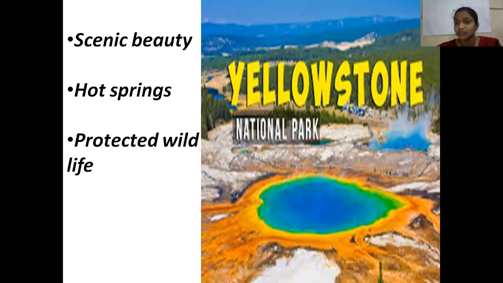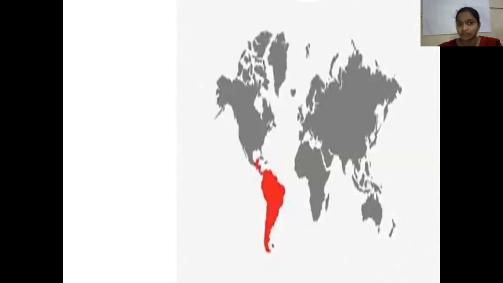Right, children? You have learned in 4th class about national wildlife sanctuaries, right? So this is also one of them, Yellowstone National Park. Generally, springs mean water that comes out from the earth, okay? But here in Yellowstone National Park, there are hot water springs. In springs we usually get water at normal temperature, like our cold water. But here we get hot water, and those are called hot springs. So Yellowstone National Park is famous for its scenic beauty, hot springs, and protected wildlife.